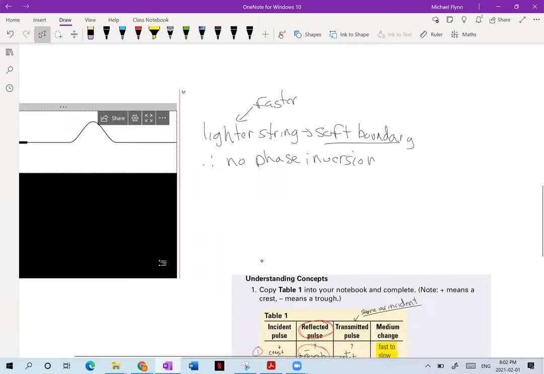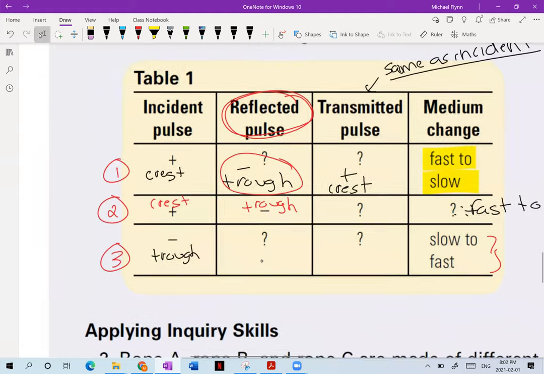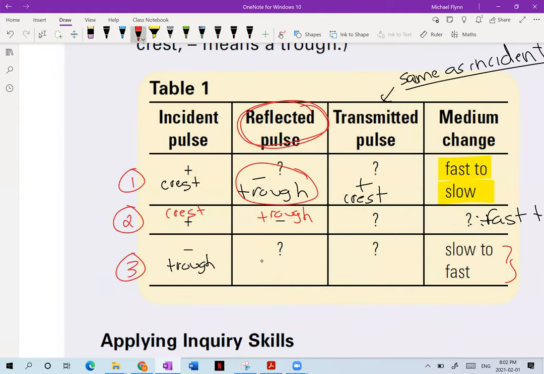So let's go back to our table. If it's slow to fast, you do not get a phase inversion. So this will stay a trough. Now, the transmitted one never changes its identity. So that's also a trough. So here on the last row, it's all troughs.